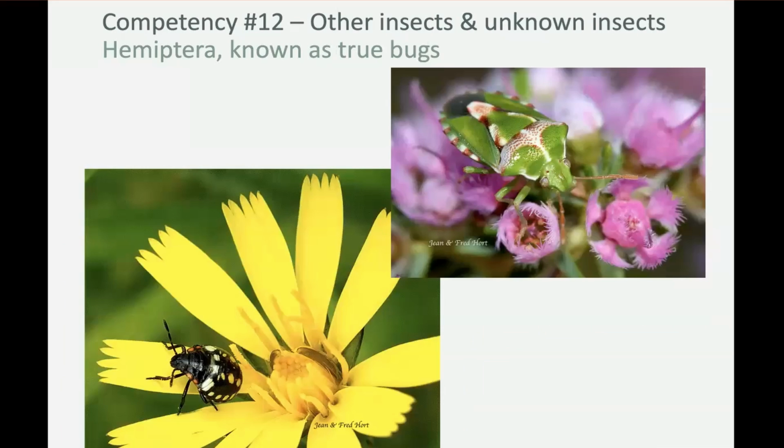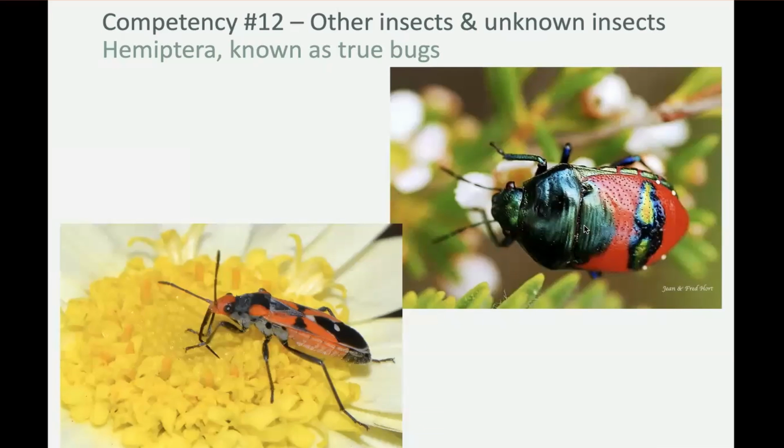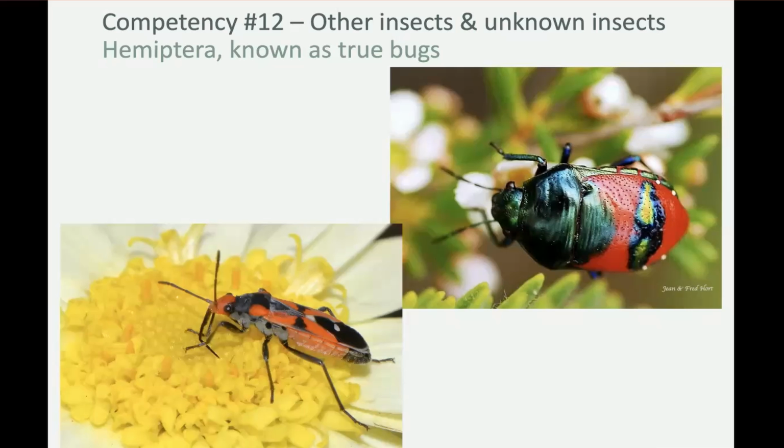Then we have Hemiptera, the true bugs. This is a shield bug. And this is a stink bug. It's actually the nymph of a stink bug. This is a jewel bug. So this is the last category that you will have your competencies in. And it will be the one that if you just don't know, put that into this category of unknown.